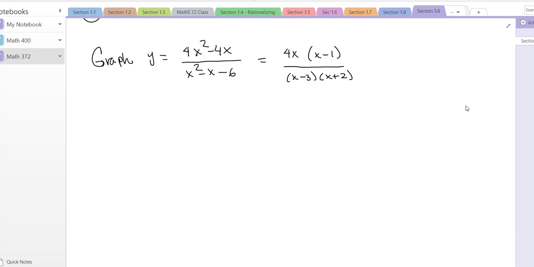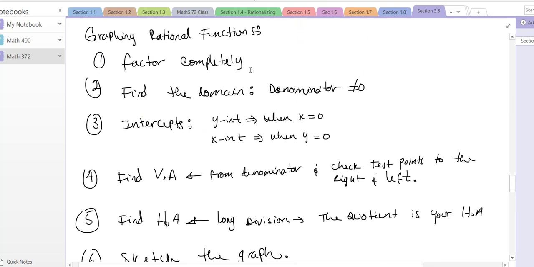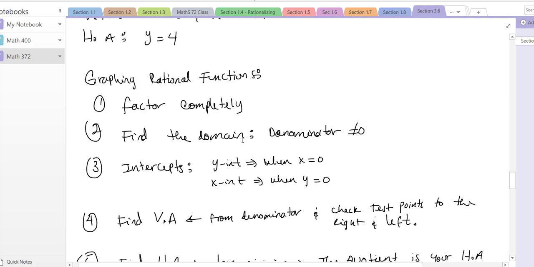Hey there. So in this video, we're going to graph this function that we were working with, y equals 4x squared minus 4x all over x squared minus x minus 6. Some of the things we already had were our vertical asymptotes and our horizontal asymptotes, but let's follow the checklist or the steps for graphing rational functions. So we're going to factor completely, which we already did. We're going to find the domain.